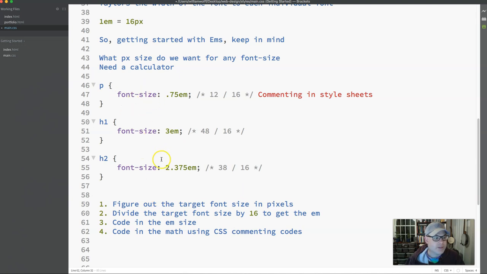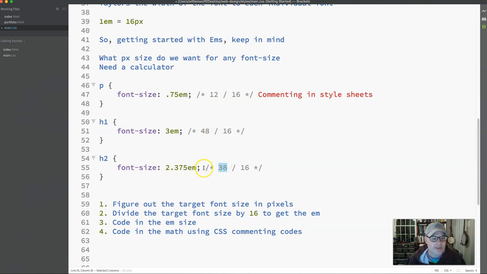So experiment with this a little bit. It takes a little bit of time to get used to. The key is, as I said, you have to figure out your target font size in pixels: 12, 48, 38, 102, whatever you want the size of that font to be. Divide the target font size by 16. Use a calculator if you need it. Code in the EM size: 3EM, 0.75EM, 2.375EM. It will be whatever it is based on that target font size. It could just be 1EM if it's 16 divided by 16.